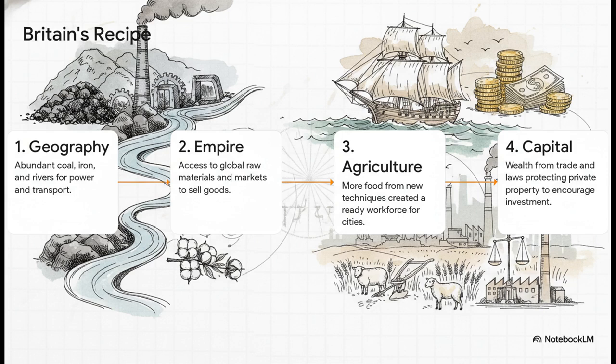First, geography. Britain was just sitting on piles of coal and iron, and it had rivers everywhere for power. Second, its empire gave it access to raw materials from all over the world, plus a built-in customer base to sell to. And finally, an agricultural revolution freed up a ton of people to go work in factories, and there was a lot of capital, money to invest, from trade.